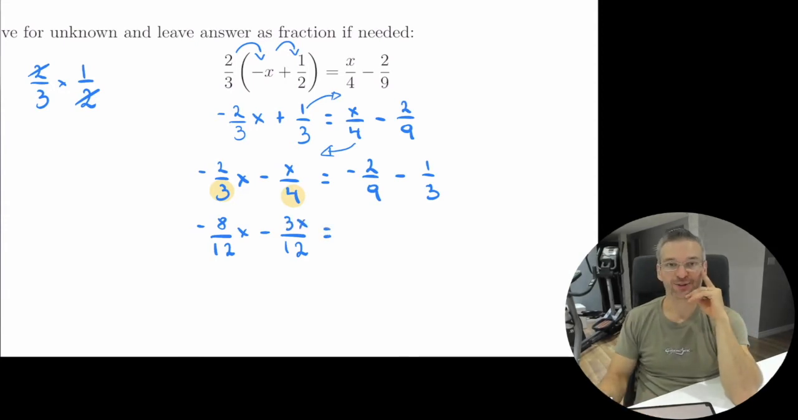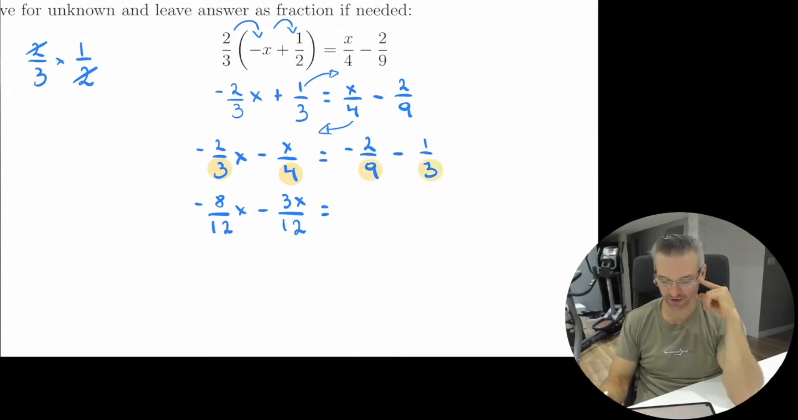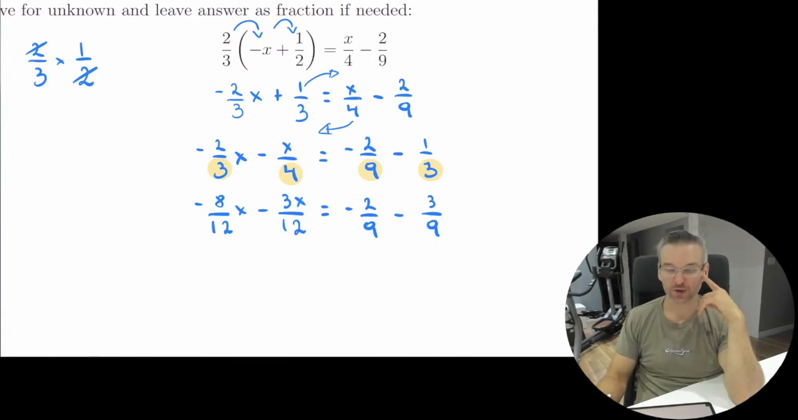And this is why you need to know your fractions and finding common denominators, because they chase you around. So that's on the left-hand side. On the right-hand side, I need a common denominator between these two. That's a little bit easier because I see that the 3 goes into the 9 3 times. So 9 is going to be my common denominator, and this is going to be negative 3 over 9.